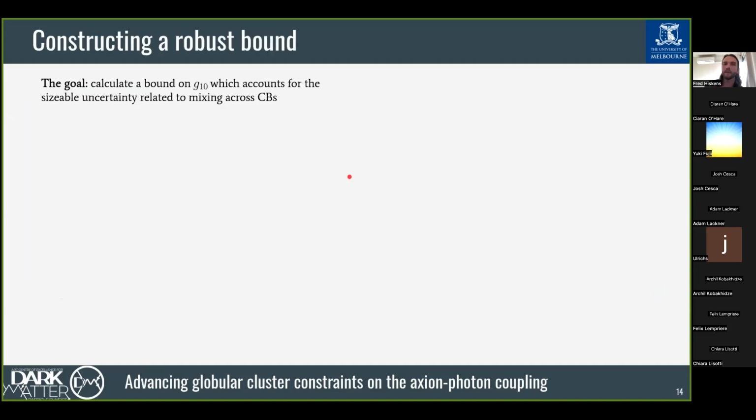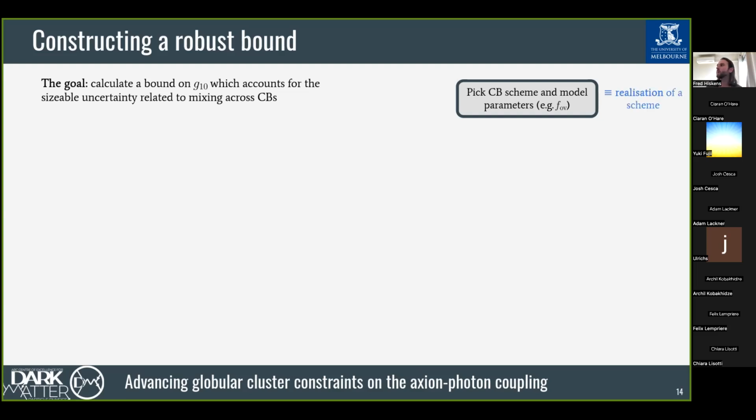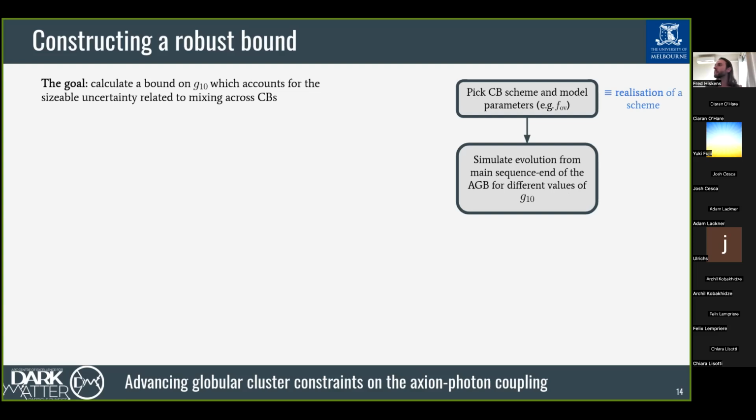So with this in mind, our goal is to calculate a bound on G10, which accounts for the sizable uncertainty related to mixing across convective boundaries. Our process for doing this is to start by picking a convective boundary scheme and a set of model parameters. For example, this F overshoot, we call this a realization of a scheme. You then simulate the evolution of stars given this scheme from the main sequence through to the end of the asymptotic giant branch for different values of G10, allowing for that stochastic variation as well that I was mentioning before.